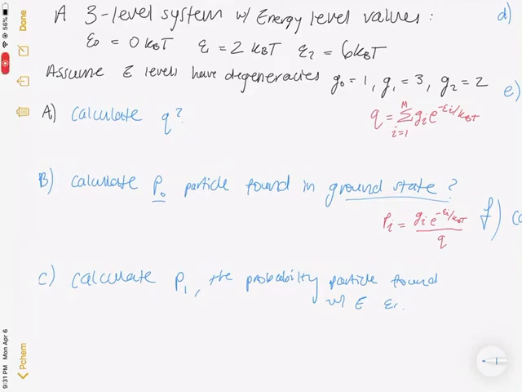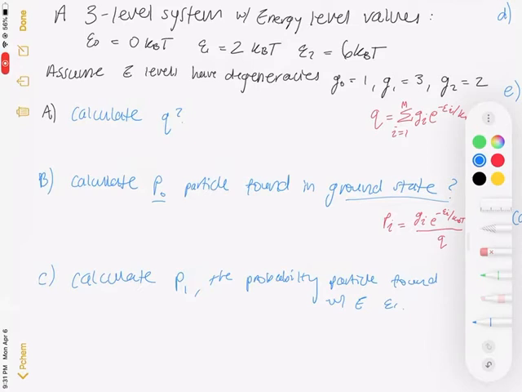A 3-level system with energy level values of E0 equals 0 kBT, E1 equals 2 kBT, and E2 equals 6 kBT. Assume the energy levels have degeneracies of g0 equals 1, g1 equals 3, g2 equals 2. So the g stands for the degeneracy value, and the epsilon E stands for the energy level value. So we look at the first question.